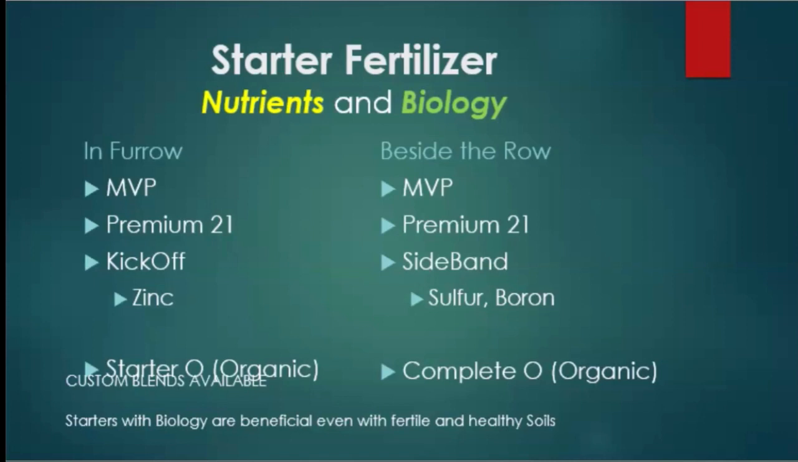Starter Row for the organic side. Now beside the row, 2x2, you can say what I call a little bit hotter, right? That's where you can add your boron, your sulfur, a couple not macronutrients, but I would consider secondary nutrients are very important, but oftentimes show low as well on soil samples. So we have something called Sideband, which is formulated for the 2x2. Complete O on the organic side.